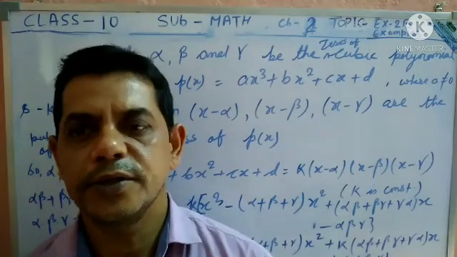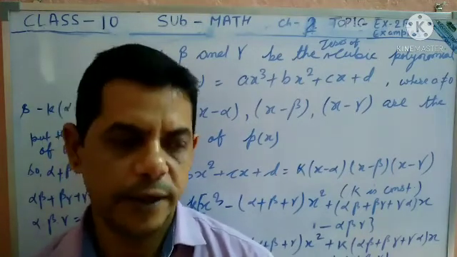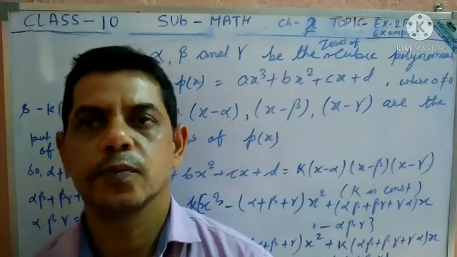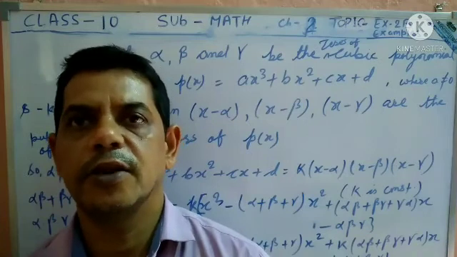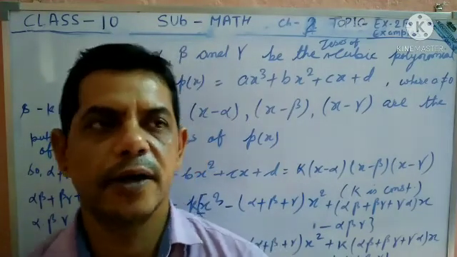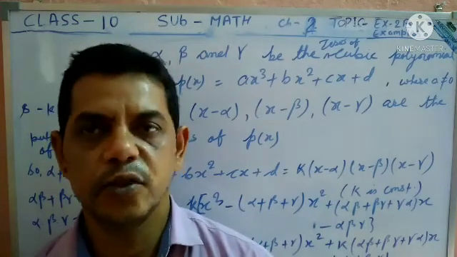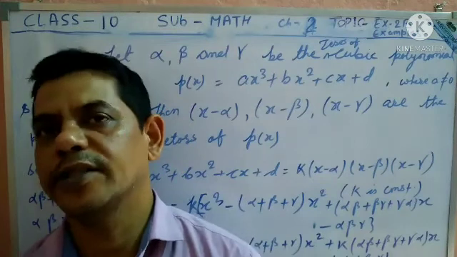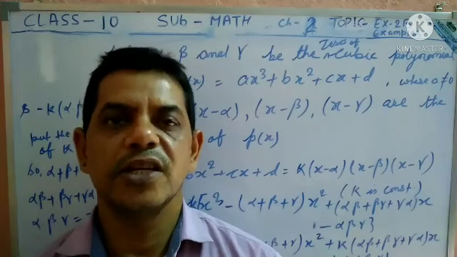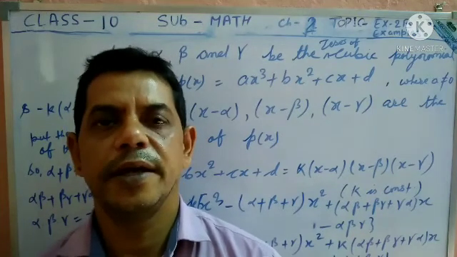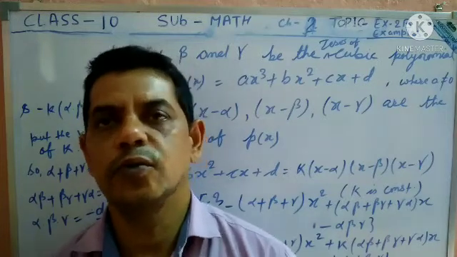Today, our topic is exercise 2B, cubic polynomial examples. In previous classes, we discussed the quadratic polynomial, where the power of x is 2. This is a cubic polynomial, so the power of x is 3. The general equation of a cubic polynomial is ax cube plus bx square plus cx plus d equal to 0.